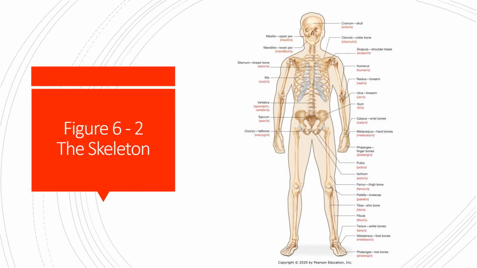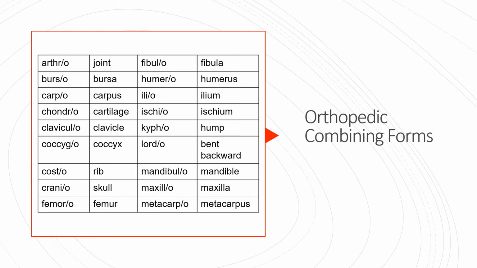On the next couple of slides, we're going to learn about some orthopedic combining terms. What I want you to do while you're listening to this is to go to figure 6.2 that shows the skeleton. In the third edition, this will be page 76. And as you're listening to how I pronounce those terms, I want you to find those on that model of the skeleton. So here are some orthopedic combining forms.